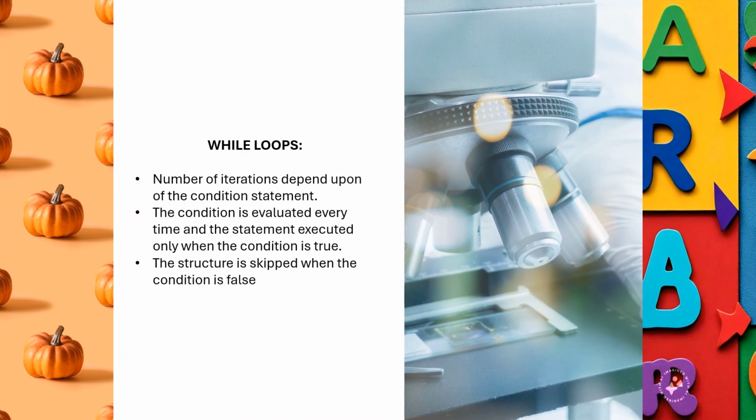While loops. These are the ones in which the number of iterations depends upon the condition statement. That means we cannot say for sure for how many times that loop would be executed, but it totally depends upon the condition. As long as the condition is true, it will be executed, no matter if it's true for 10 times or only one time. So the condition is evaluated every time and the statement is executed only when the condition is true. As long as the condition is false, the structure is skipped and you move on to the next step, or you exit the program.